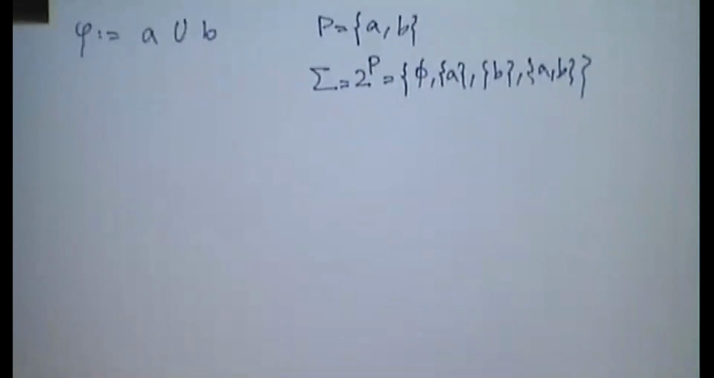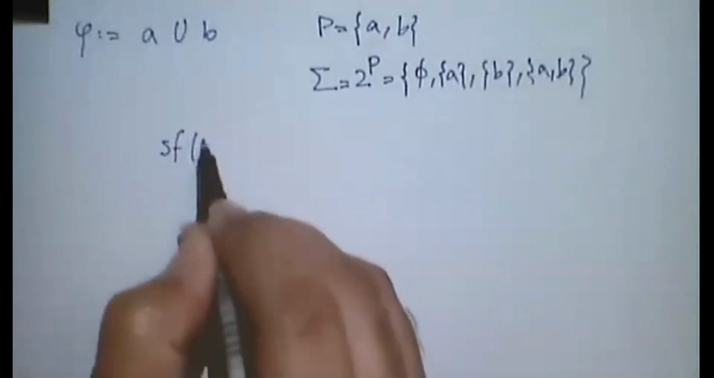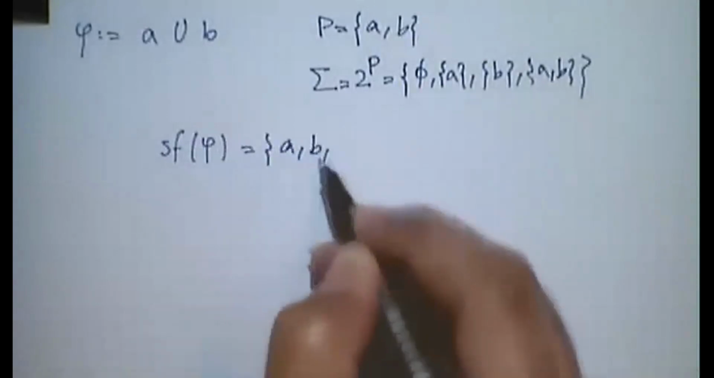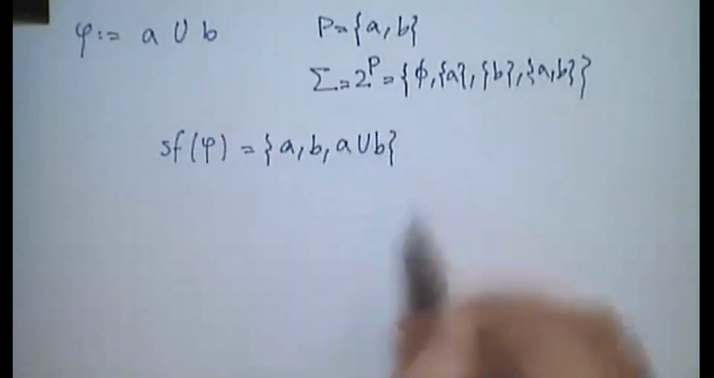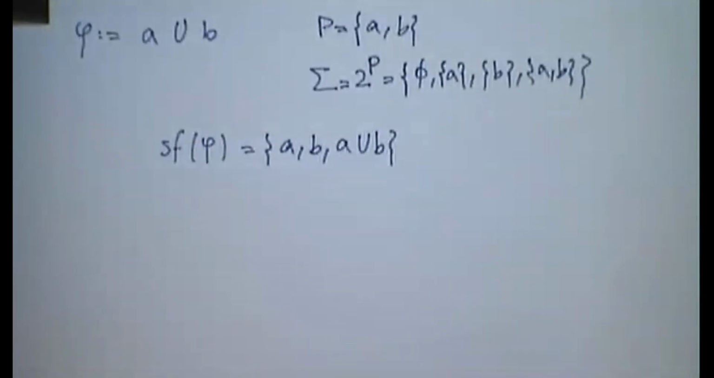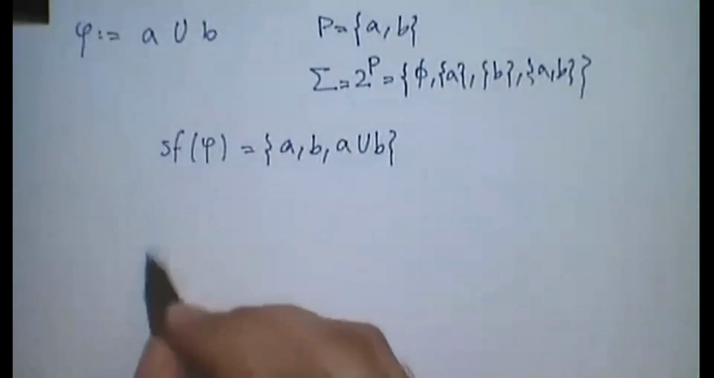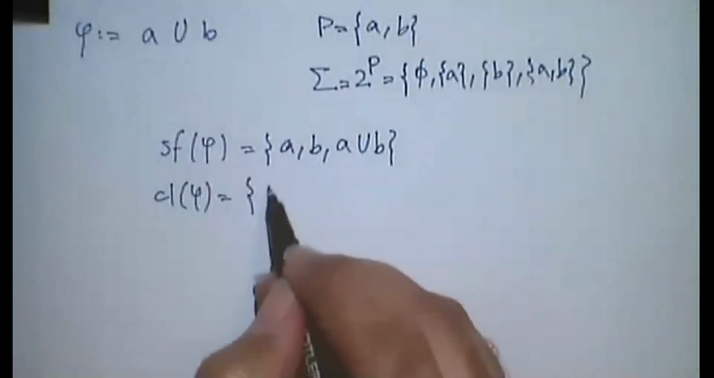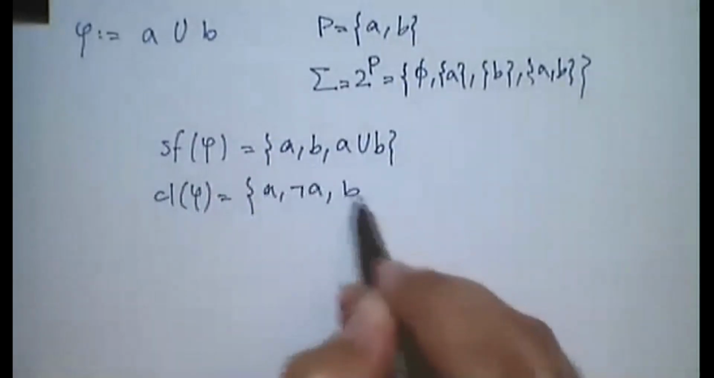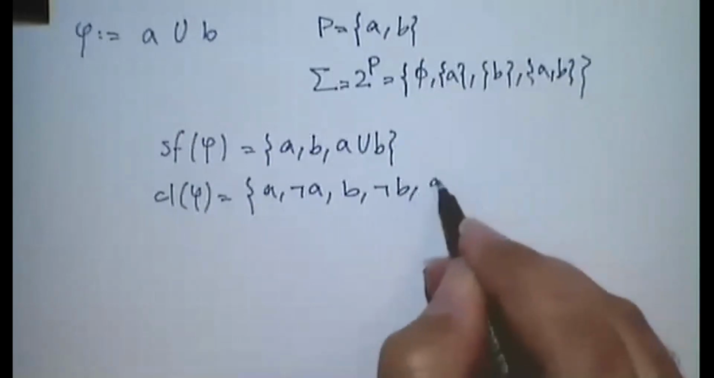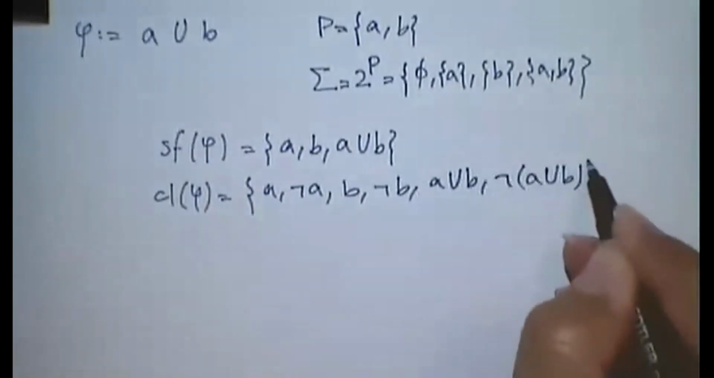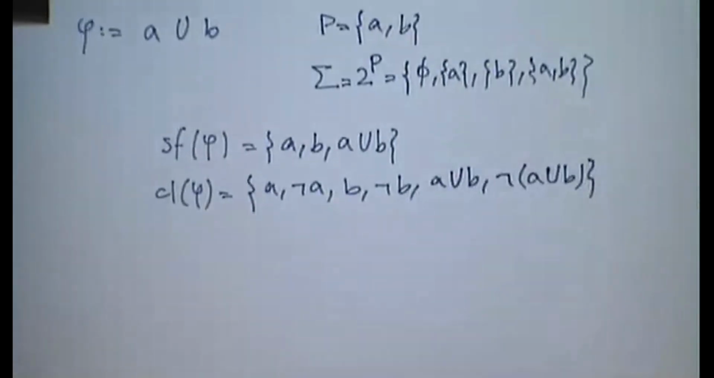Now, again, we start with finding the subformulas. So what are the subformulas of phi? The subformulas of phi are simply just A, B, and phi itself, which is A until B. Right? And then what is the closure of phi? The closure of phi is just its subformulas and also their negations. So A and negation of A, B and negation of B, A until B and negation of A until B. Okay, these are my formulas.